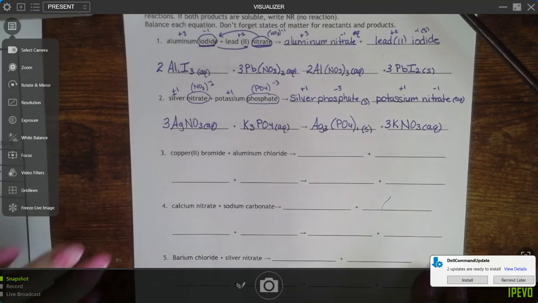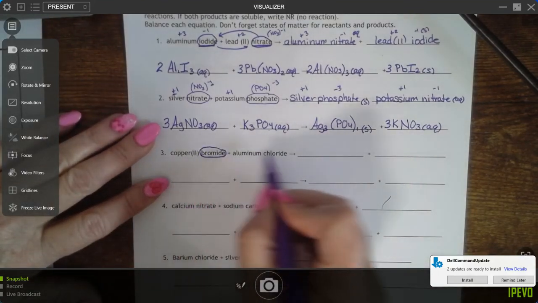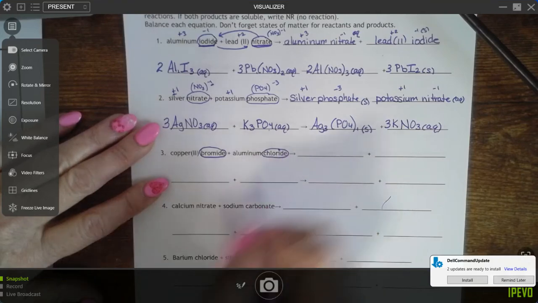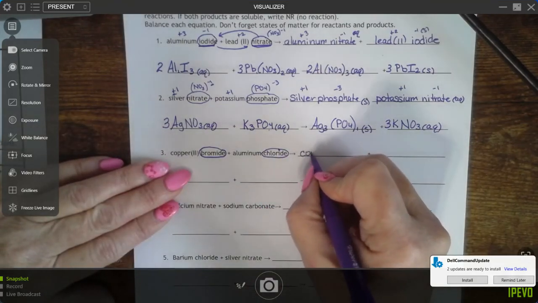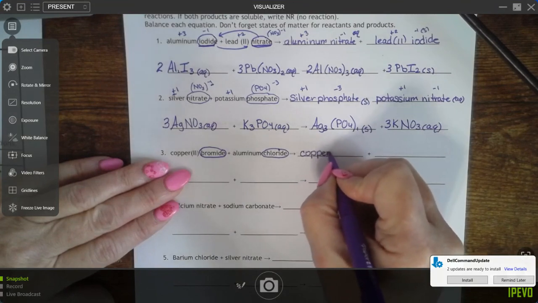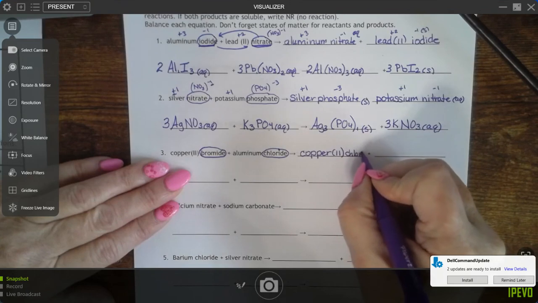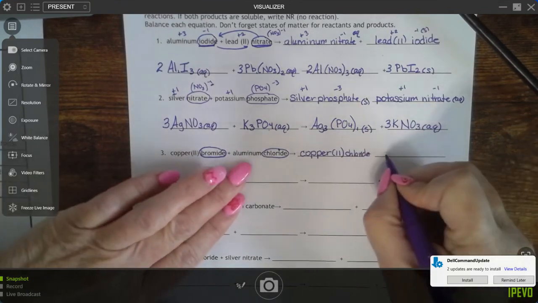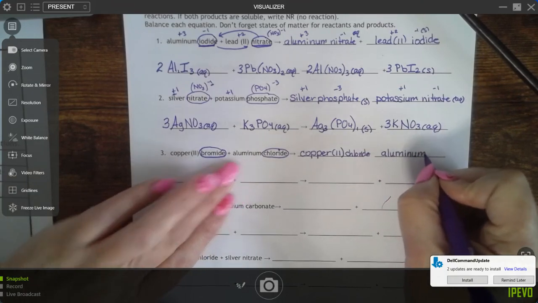We have copper bromide and aluminum chloride. So the bromine and the chlorine are going to switch places, which will give me copper 2 chloride plus aluminum bromide.